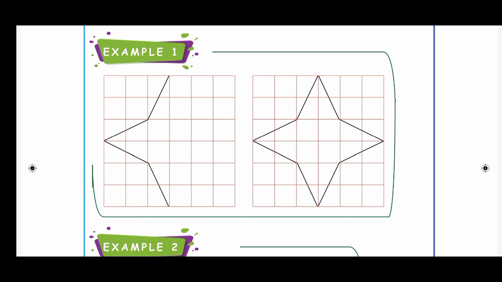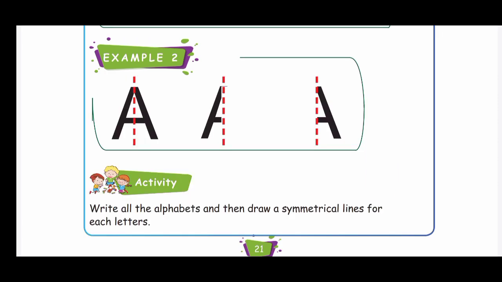So all the sides are equal for this star. So we can divide it into 1, 2, 3, 4 lines of symmetry it has. Example 2. Here they have divided the alphabet A with single line of symmetry. Next is the activity. Write all the alphabets and then draw symmetrical lines for each letter. So we have to write all the alphabetical letters and we have to draw symmetry lines for them.